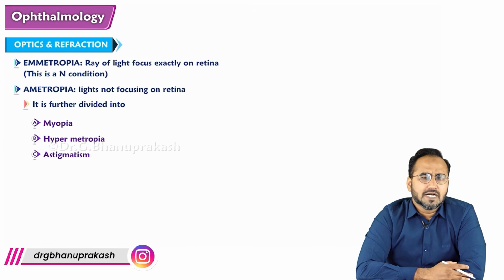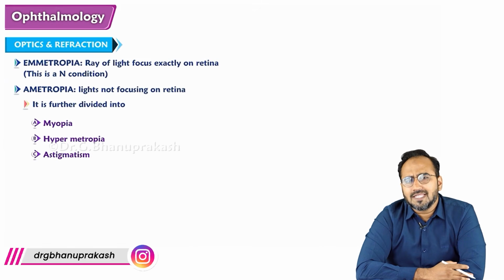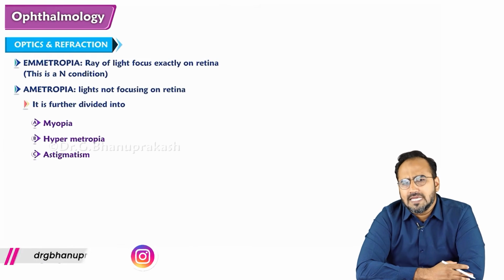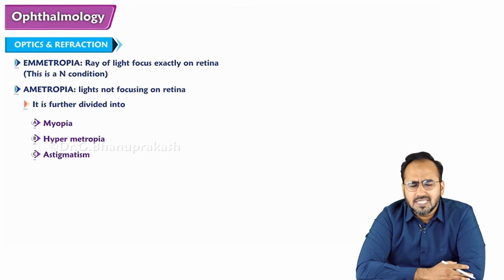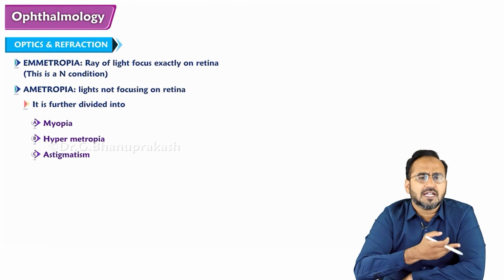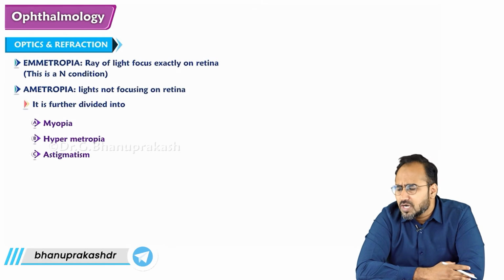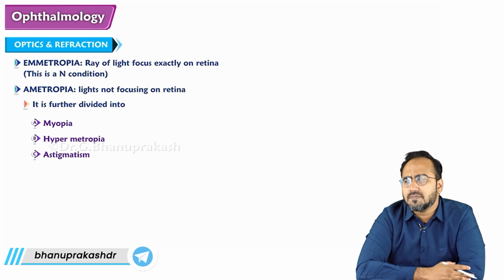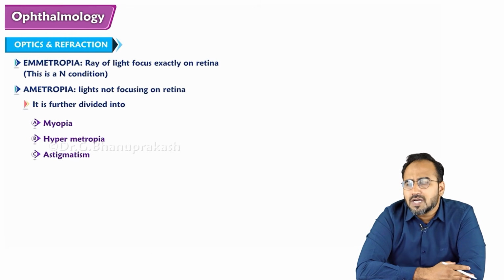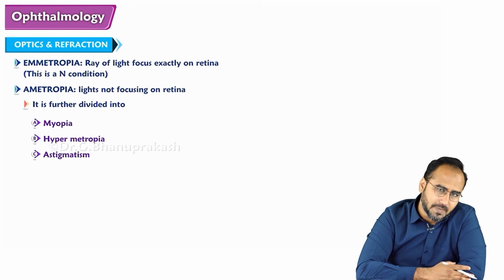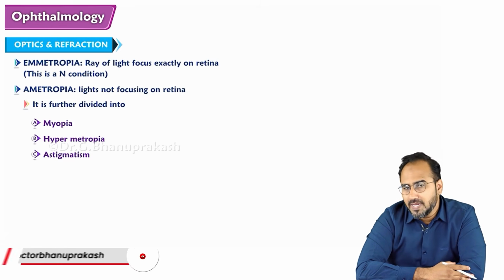So guys, if a person comes to you and says, doctor, I am not able to see the far things properly. I am able to see only the things which are at a shorter distance properly. That person is short-sighted. Short-sighted means only short-distance things he is able to see properly, but far things he is not able to see. He is called short-sighted or myopic.